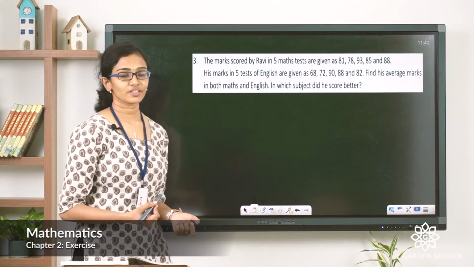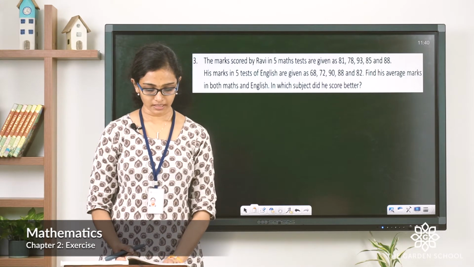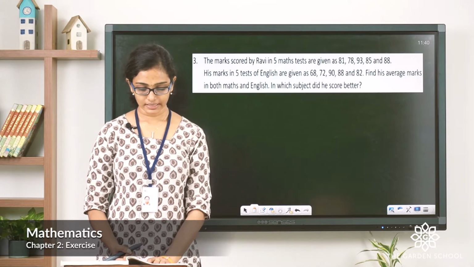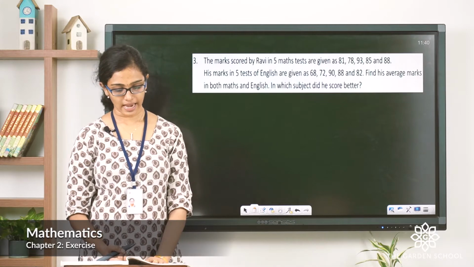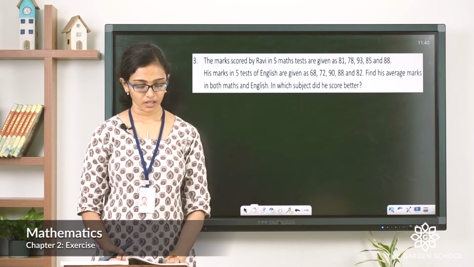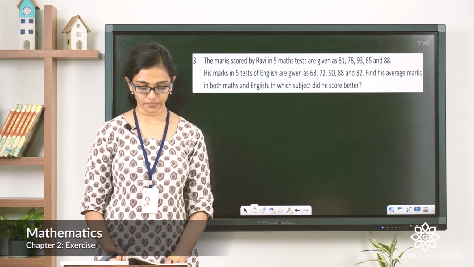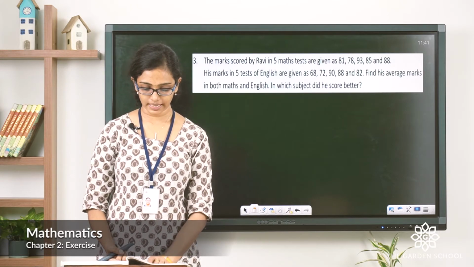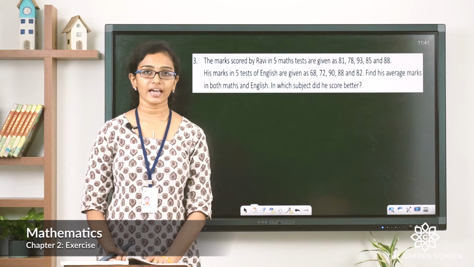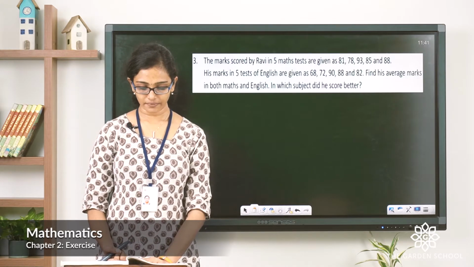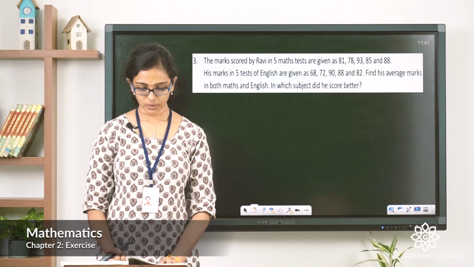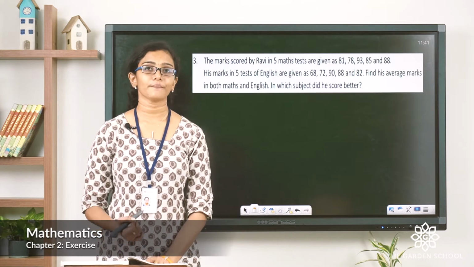Now let's look into the third question. The marks scored by Ravi in 5 maths tests are given as 81, 78, 93, 85 and 88. His marks in 5 tests of English are given as 68, 72, 90, 88 and 82. Now find his average marks in both maths and English. In which subject did he score better?